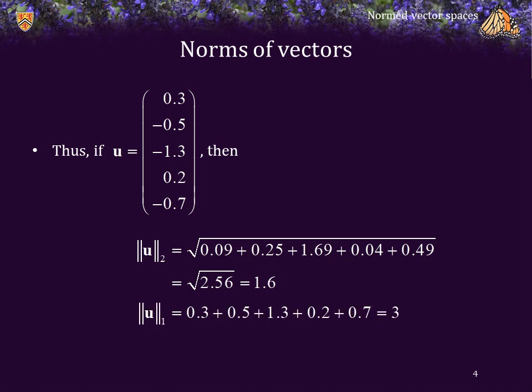The 1 norm just adds the entries in absolute value. So in this case, we have a 1 norm of 3. Finally, the infinity norm is just the largest entry in absolute value, which in this case happens to be 1.3.